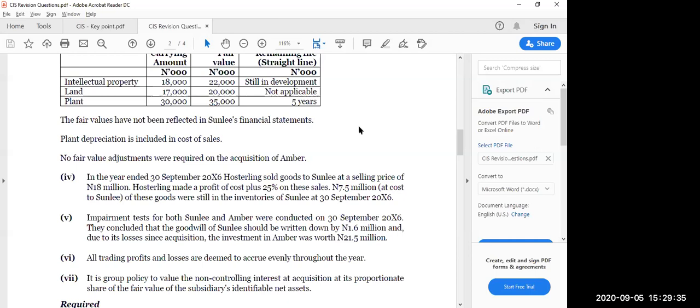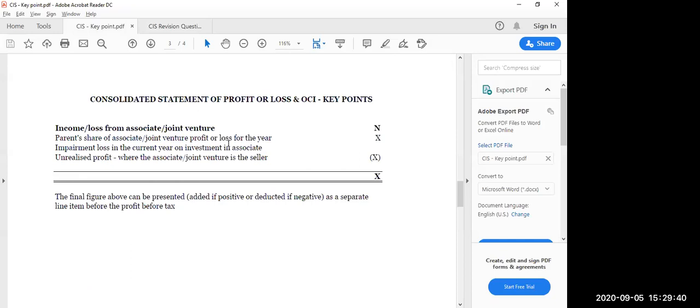You need not crack your brain too much. Here is how to calculate it. It has already been provided here. The first line: parent share of profit or loss for the year, impairment loss, unrealized profits. These are the three things you would typically see in calculating the income or loss from the associate or joint venture. So let's not waste time again. Let's go and fish out these three things from the question. Come with me. Let's go.